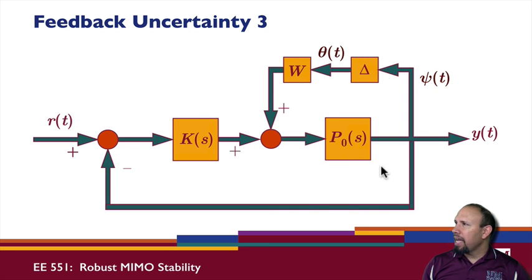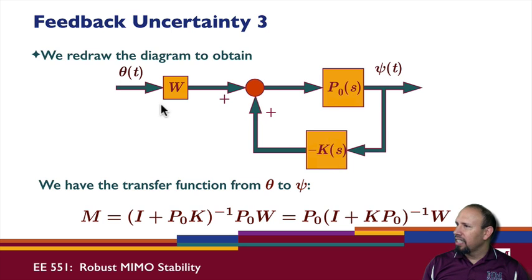And finally, feedback uncertainty 3, where I'm actually feeding back my uncertainty around my nominal plant. Okay, so in this form then, again, I treat this as my input, that is my output. I redraw the diagram. This is what I get. And when I look at the transfer function, this is the transfer function I get.